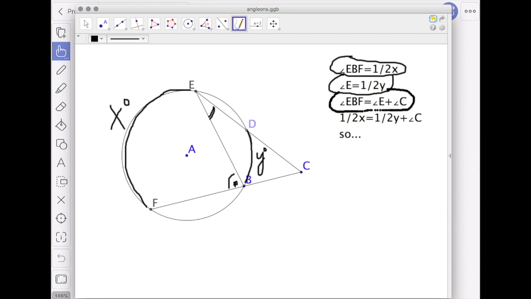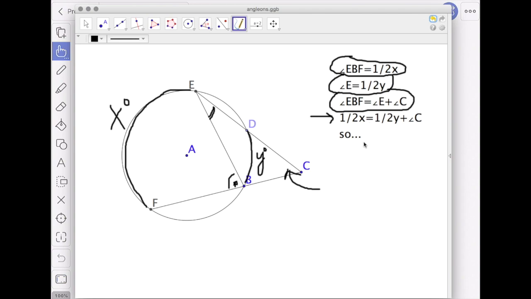Just as I did in the last video, I made some substitutions. So EBF could be replaced by half of x, angle E could be replaced by half of y, and I won't replace angle C, I'll just leave it as angle C. What I'm trying to come up with is a formula for angle C. And I've got it right here. I just have to do a little rearranging.